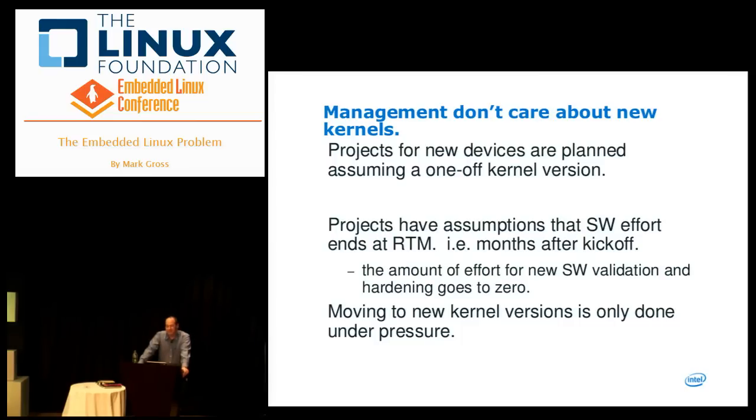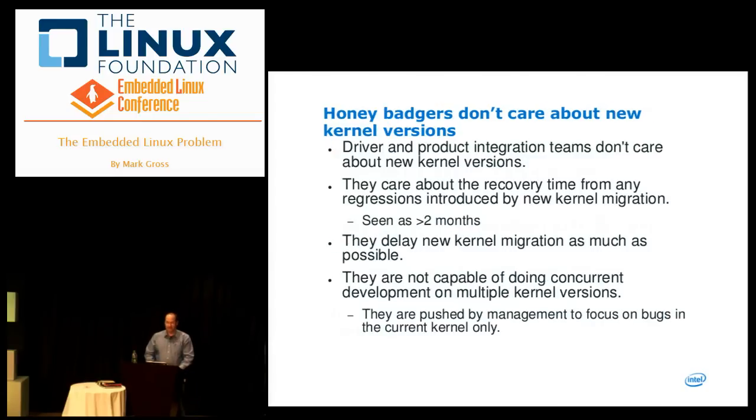But mostly, projects really aren't planned with the software effort for new kernels in mind. When you start a project, you assume a particular kernel, and when you map out the project planning, they tend to not even account for the fact that we're going to need to do a kernel rev somewhere in the middle of this project. It's not on the Gantt charts a lot of times, actually most of the times. So moving to a new kernel is only done under duress, and we get that from a customer.